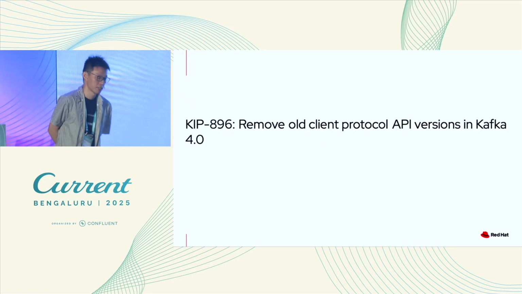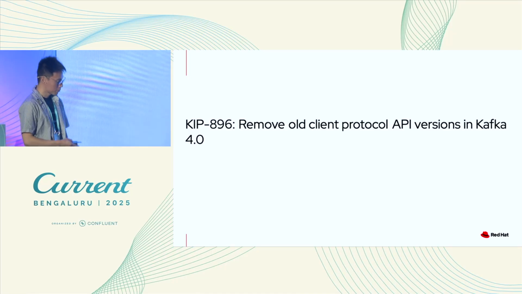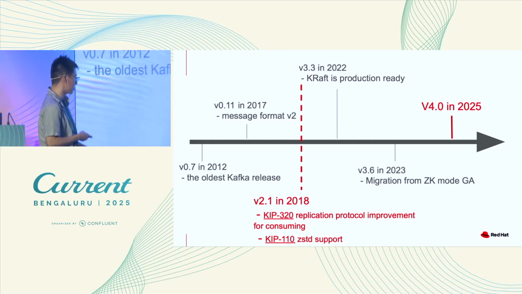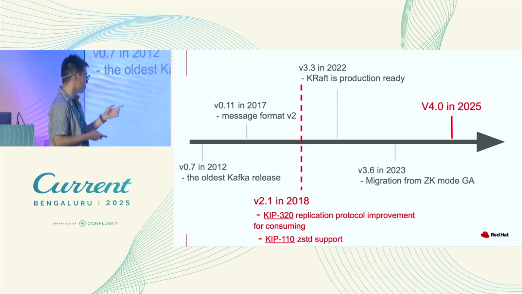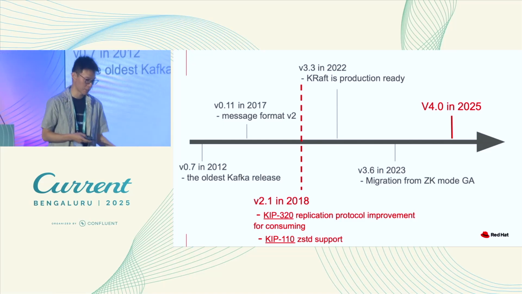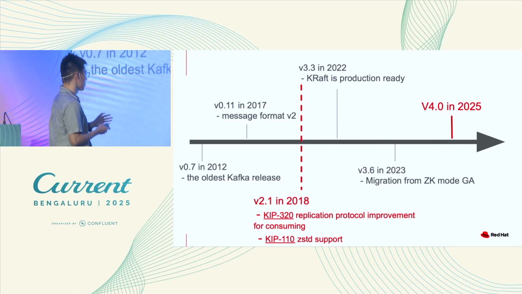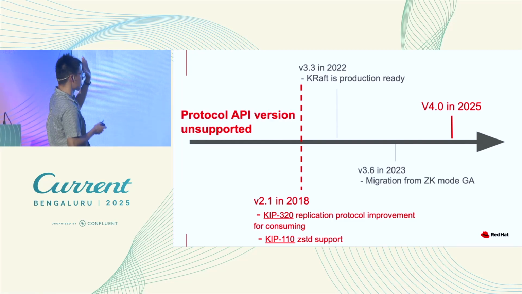Next important change. The old client protocol API versions are removed. Another removal, what does that mean? Let's take the diagram again. At 2.1, we introduced two important improvements: the replication protocol improvement and an additional compression algorithm. And that's the reason why we chose 2.1 as the baseline. And every protocol before 2.1 will not be supported anymore.